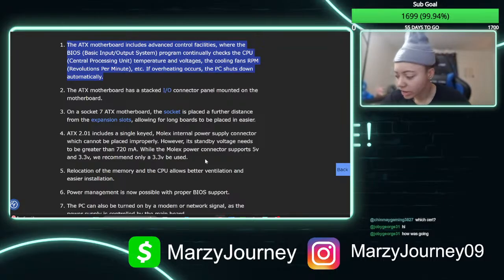So this includes advanced control facilities, where the BIOS program continually checks the CPU. That's another thing I need to get more into detail about, is what the BIOS program is.